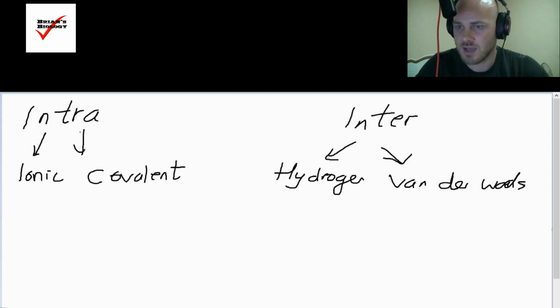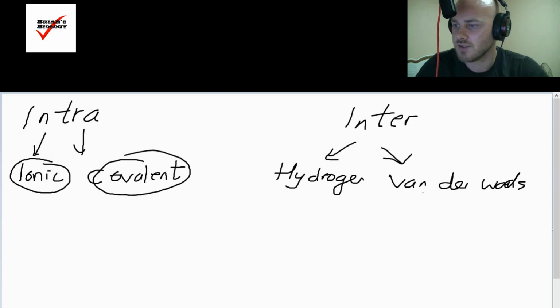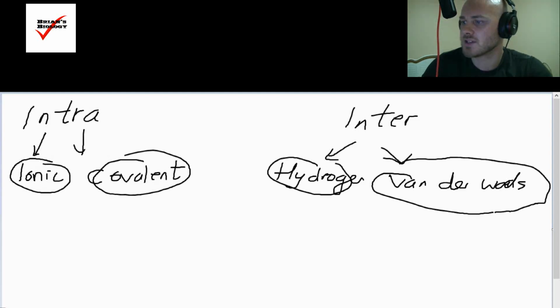If you want to skip ahead a little bit and just very briefly mention objective number 2. Objective 2 says there are 4 main kinds of bonds, and here they are: ionic, covalent, hydrogen, and van der Waals. And these are subdivided down into intra and inter.